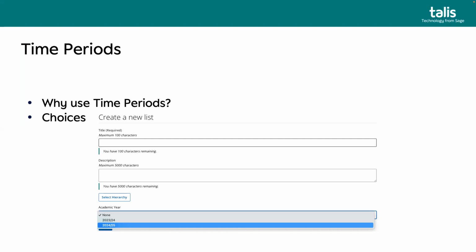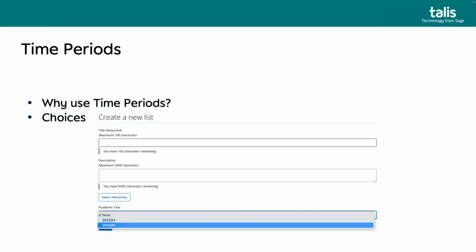We also know that they can be quite useful when you have students who perhaps have an appeal or are doing a resit and they need access to the reading list for that particular course as it appeared at the time that they were taking it. So that's some of the reasons why you might have time periods within your system and why you then need to roll between them.